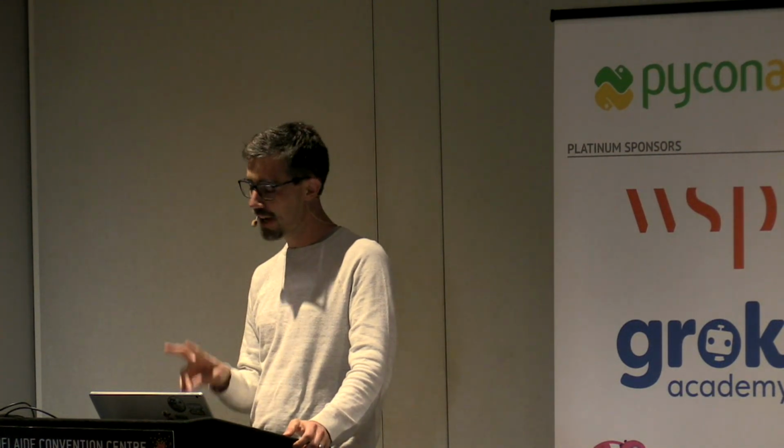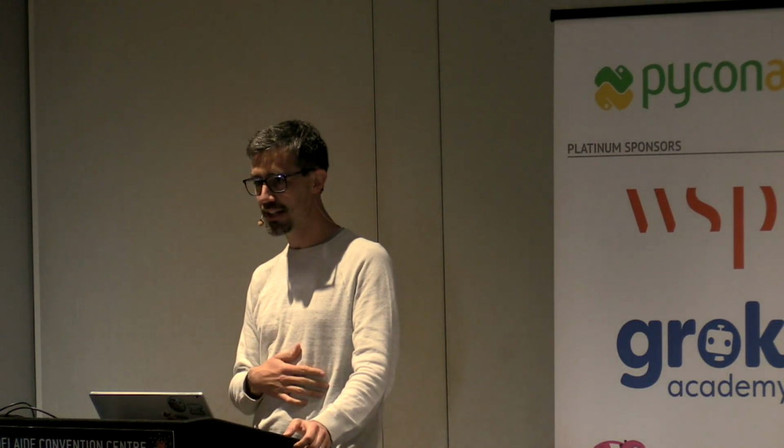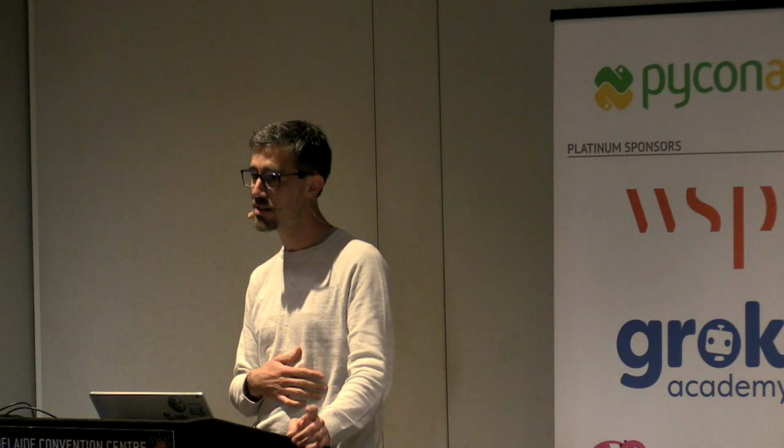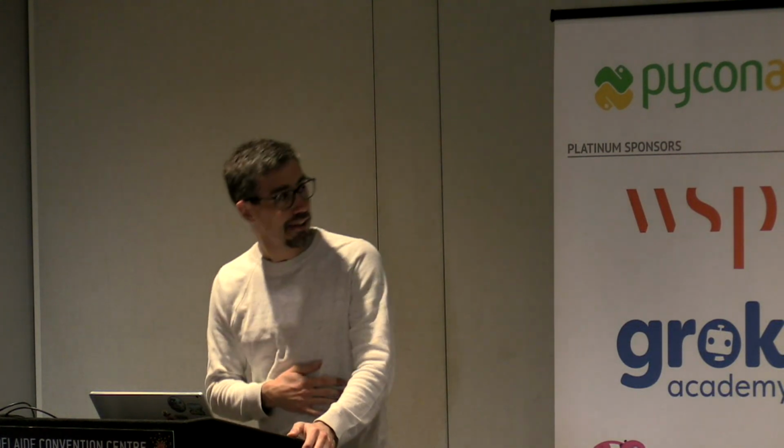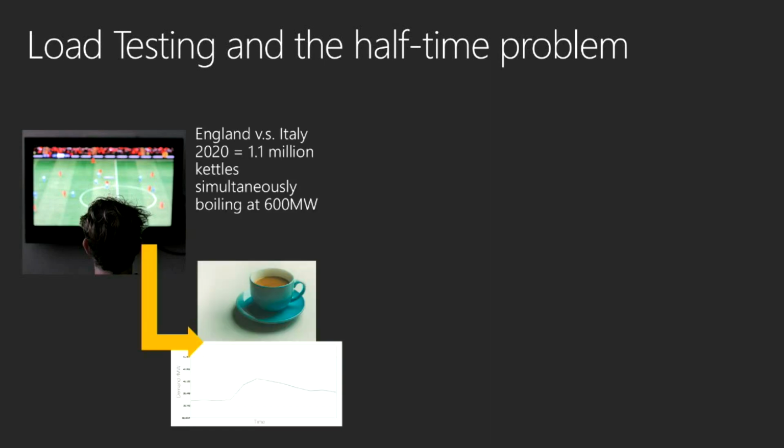So what they have to do when they know there's a big game in a World Cup is effectively load test two things. One is the electricity grid, and the second thing is the sewage system, because both of them get load tested pretty hard. England versus Italy, 2020, 1.1 million kettles simultaneously boiling. It was a 600 megawatt load, all in a huge spike.